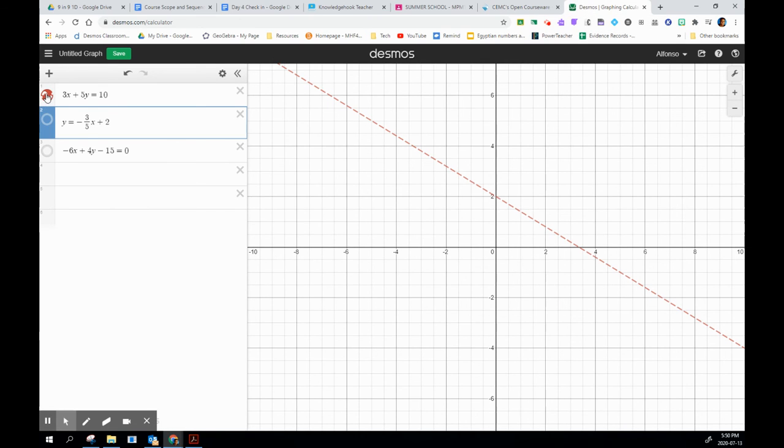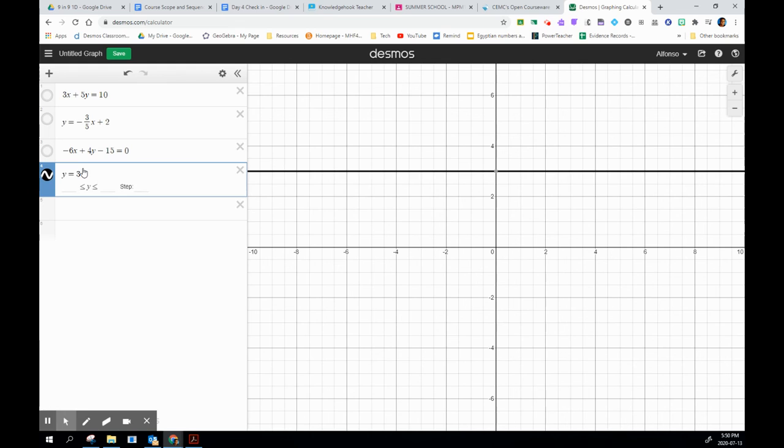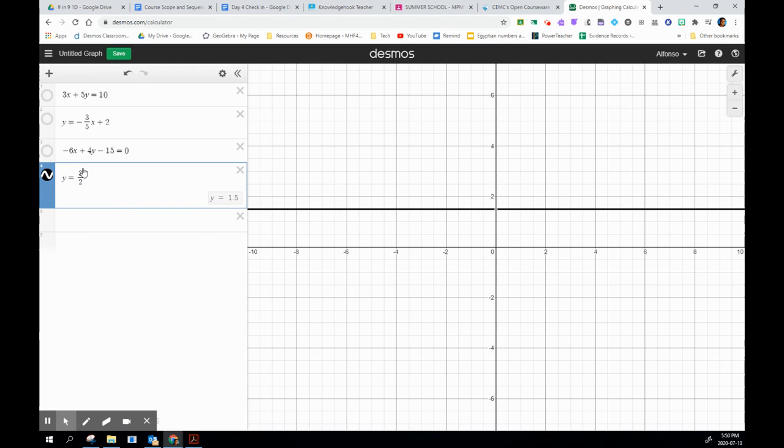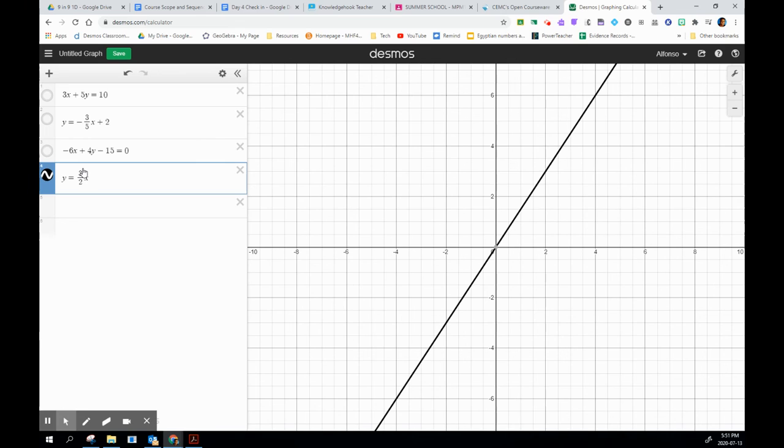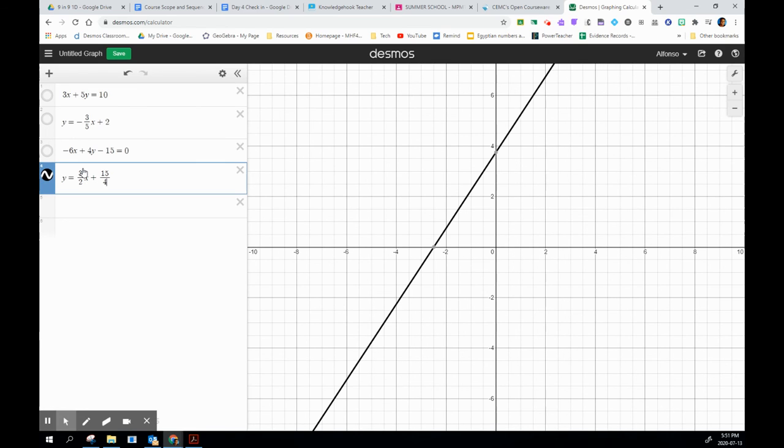I'm going to hide this one, and I'm going to write it here. We said it was y equals 3 halves of x plus 15 fourths, and that's our line. Let's see if we match the other one. It does look like they do overlap.